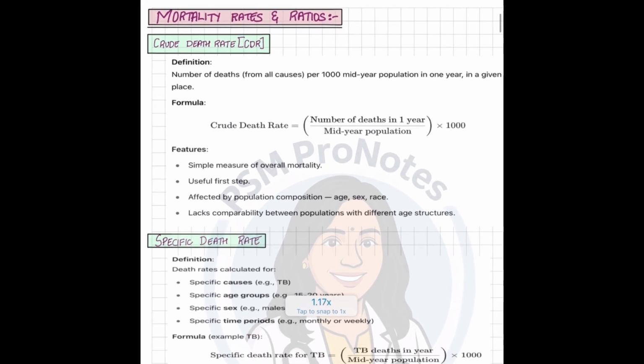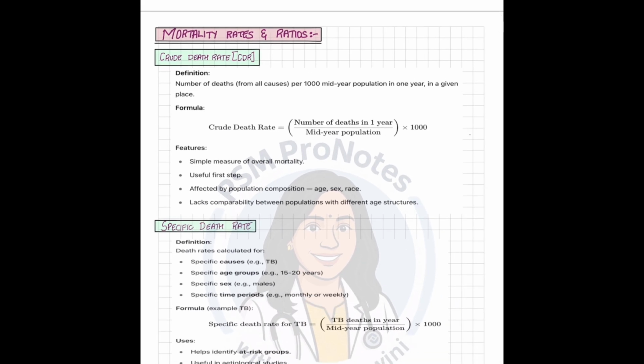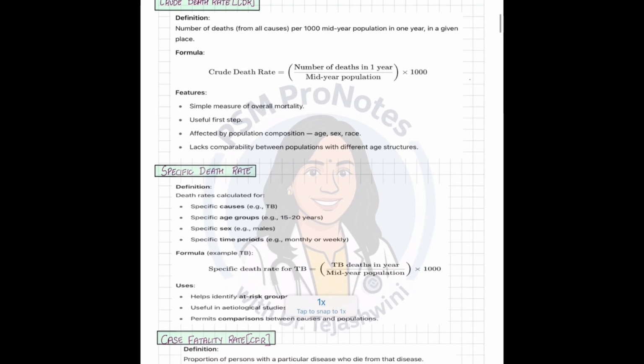Let's bring in the numbers now. Mortality data becomes more useful when we convert it into measurable rates and ratios. Let's go over a few key ones. 1. Crude death rate, CDR. This is the most basic mortality measure. It tells us how many people died per 1,000 population in a year. Simple, but it doesn't account for age. That's a problem, because older populations naturally have more deaths. So remember, crude death rate is useful for a snapshot, but not ideal for comparisons between places with different age distributions.